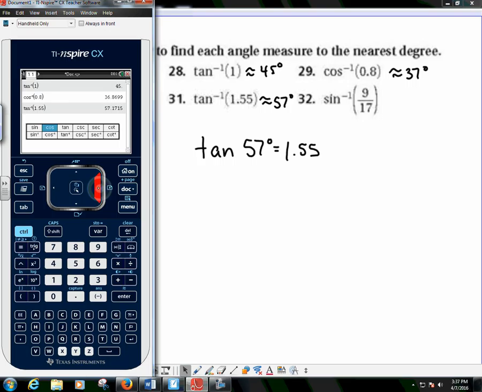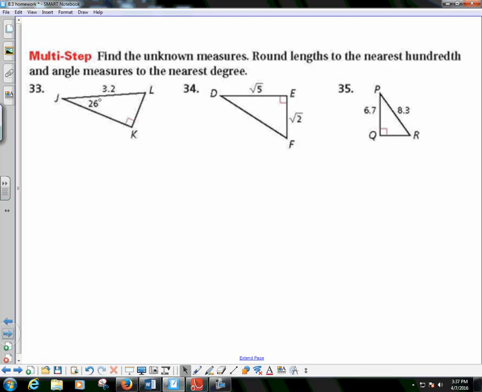So trig functions, tangent, 57 degrees, and I hit enter, and it's 1.539. So there's a little bit of a rounding error. We rounded when we put in 57 degrees, but for the most part, pretty much the same thing. So that's what we're finding out with these. All right, let us move on to the next section of problems.